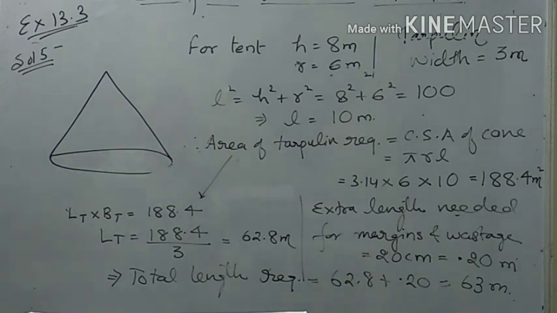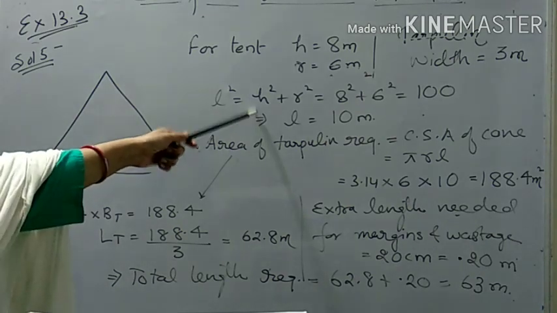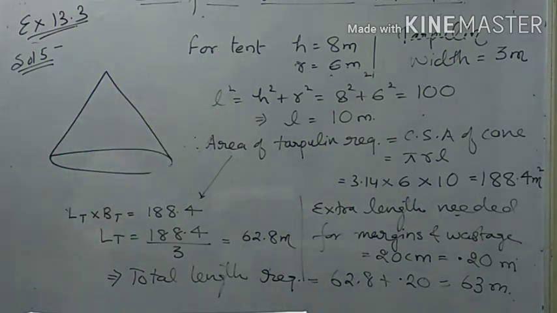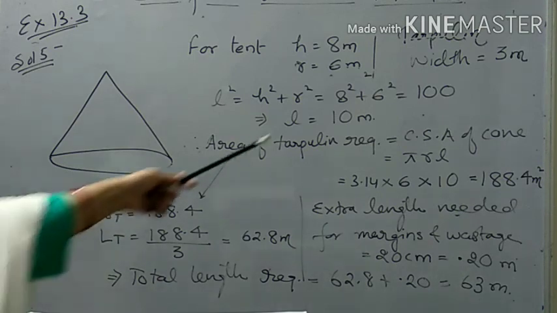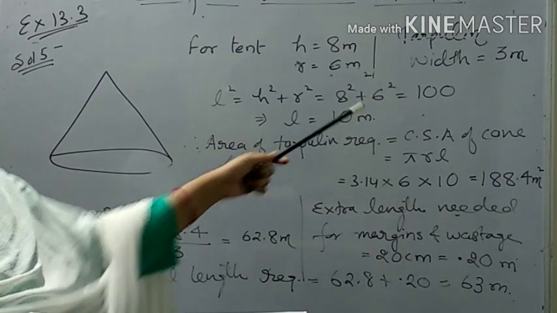So for the tent, height is equal to 8 meter and radius equal to 6 meter. So with the help of this, we will find L square, and it will be H square plus R square. So 8 square plus 6 square equal to 100. Thus, L is equal to 10 meter.